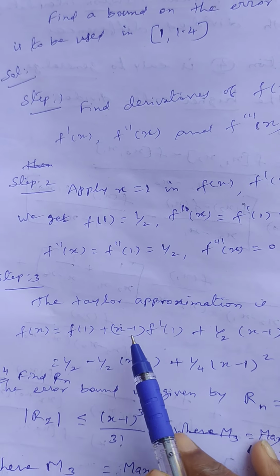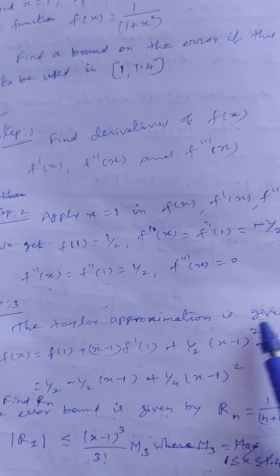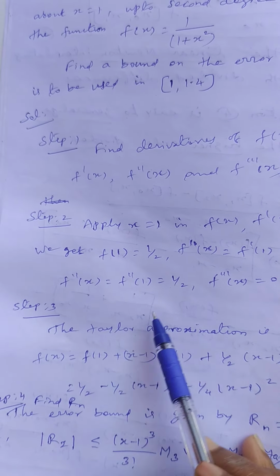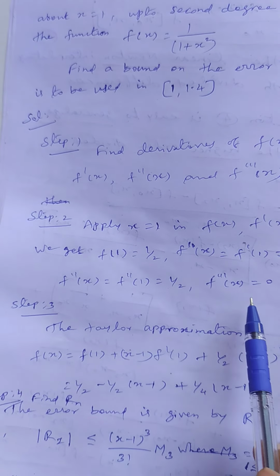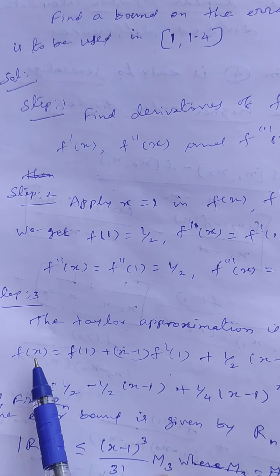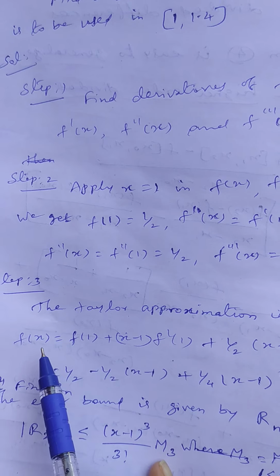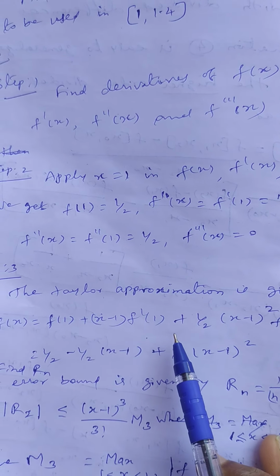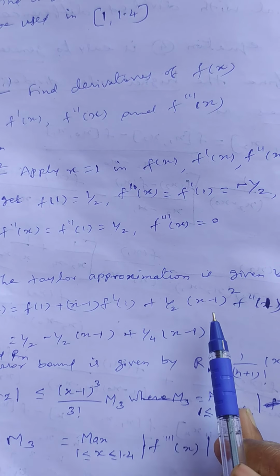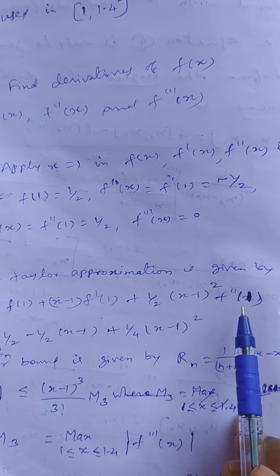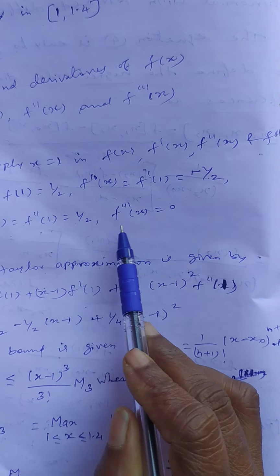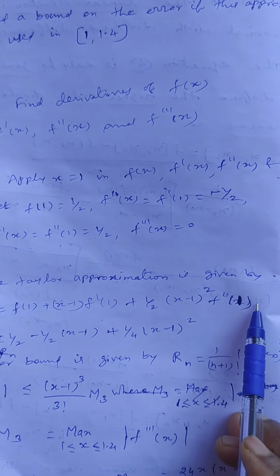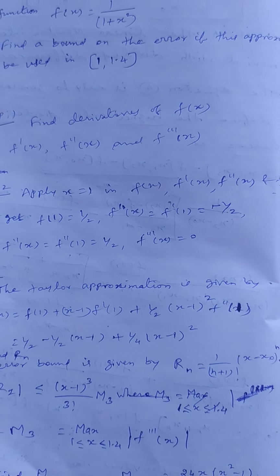Next, step 3, the Taylor approximation is given by applying the values from step 2 in the Taylor series. We get f of x equal to f of 1 plus (x minus 1) into f dash of 1 plus 1 by 2 of (x minus 1) the whole square into f double dash of 1. The next term, f triple dash, is 0. So the Taylor series is up to the f double dash term.